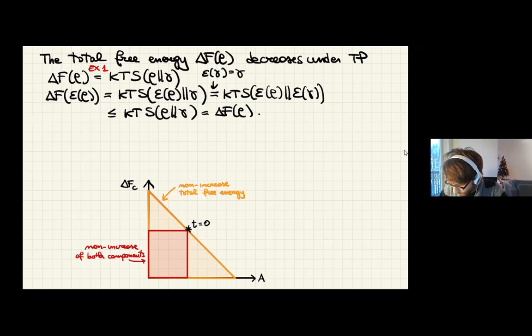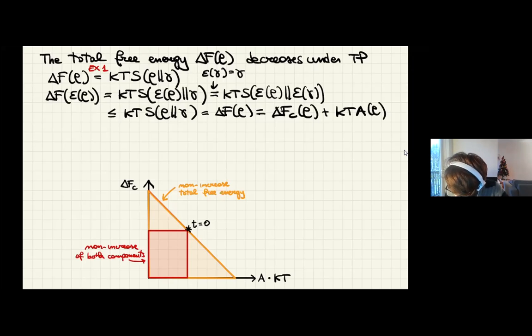Now we know from the decomposition before that this is the classical part of the free energy plus this quantum part of the free energy, which is KT times A. So the fact that this sum must decrease is the statement of this result. To say that the total free energy decreases means that the sum of the classical and the quantum part needs to decrease, which is this orange region here.